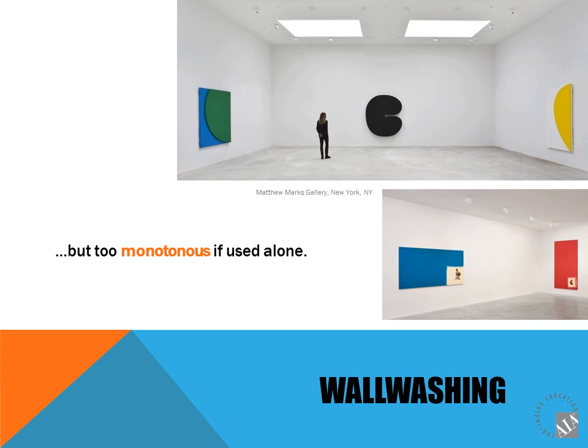The Ellsworth Kelly art in the Matthew Marks gallery in the top illustration. Those are strong works of art, and yet I think that they would be enhanced if there were something other than wall washing used. In this case, literally the walls to either side of the art are illuminated to the same intensity as the art is.